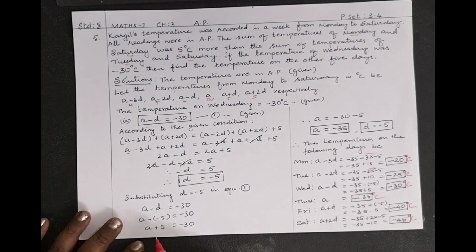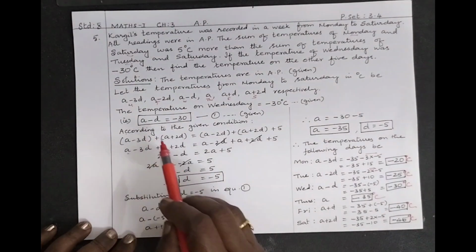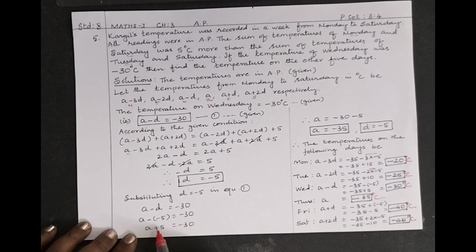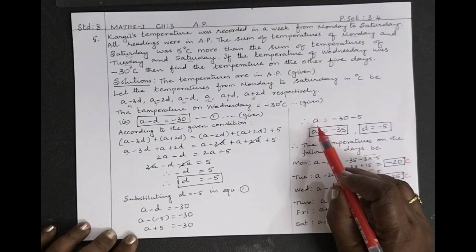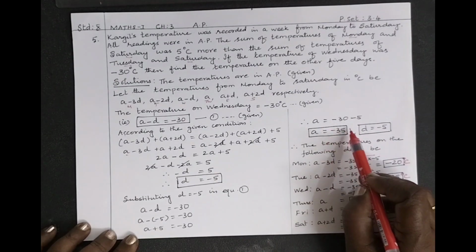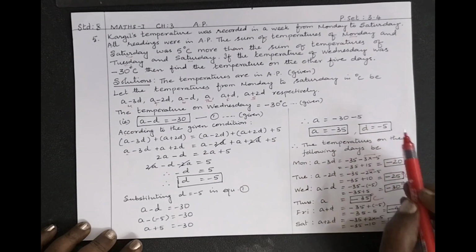Minus 5. Now substituting D is equal to minus 5 in equation 1, we get A minus D is minus 30. Therefore A minus of minus 5 is minus 30. So A plus 5 is what? Minus 30. Therefore A is equal to what? Minus 30 minus 5, which is equal to minus 35. A is minus 35 and D is minus 5.